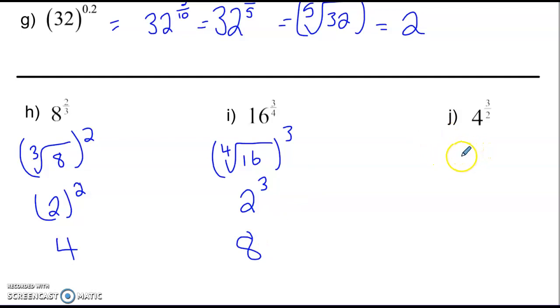For the last example here, for J, we have the square root of 4 cubed. The square root of 4 is 2, and 2 cubed is equal to 8 again.